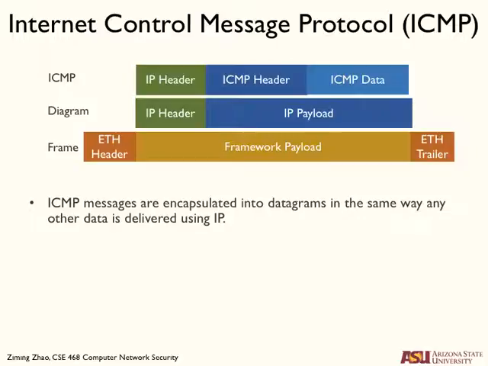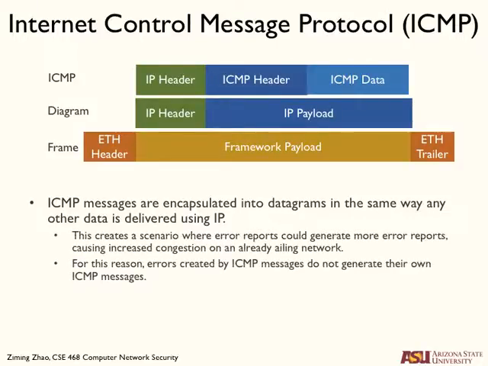But ICMP is not used for transmission. It's only there to help IP. So in most literature, we say ICMP resides in the same network layer as IP. So we have the IP payload, and with the IP header, there's an ICMP header and ICMP data. Sometimes we don't; in most cases, we don't use that payload there. So ICMP messages are encapsulated into IP datagrams.